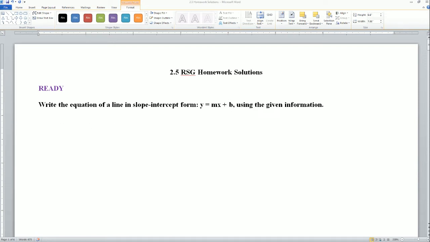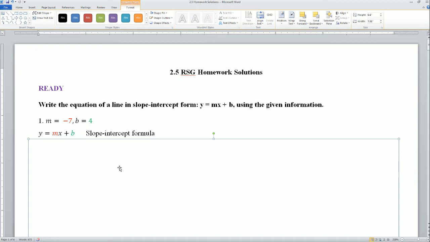The ready part says to write the equation of a line in slope-intercept form, which is y equals mx plus b, using the given information. Number one, you have m equals -7, b equals 4. Very straightforward. You write the equation, slope-intercept form, y equals mx plus b.